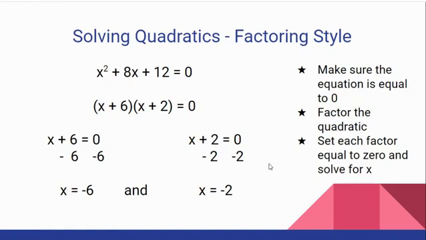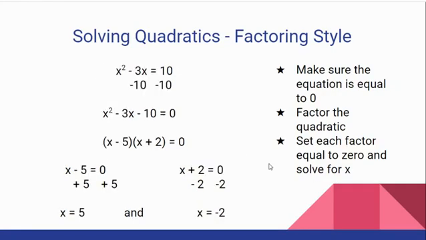Let's look at one last example. Always start off by making sure that your equation says equals 0 so you can use the zero product property. Unfortunately, this one does not. It says equals 10. So in order to get that side to be a 0, I'm going to have to subtract 10 because 10 minus 10 is 0. So I will subtract 10 from both sides and get x squared minus 3x minus 10 equals 0. Now I can move on to factoring.